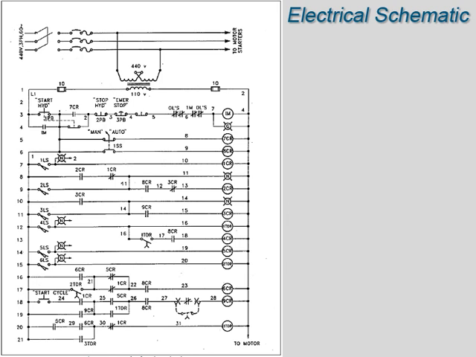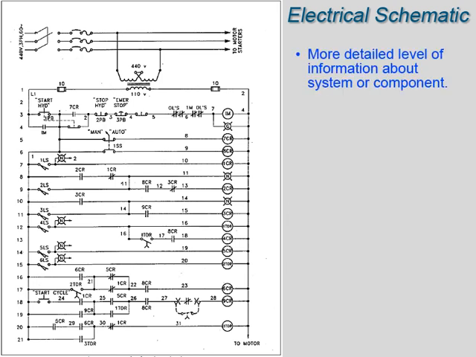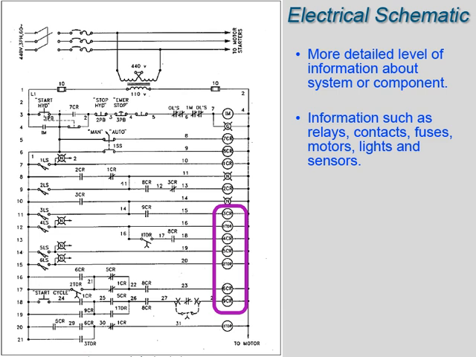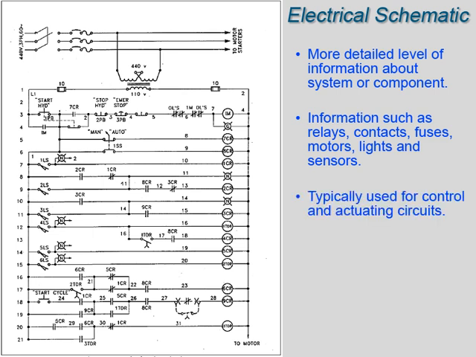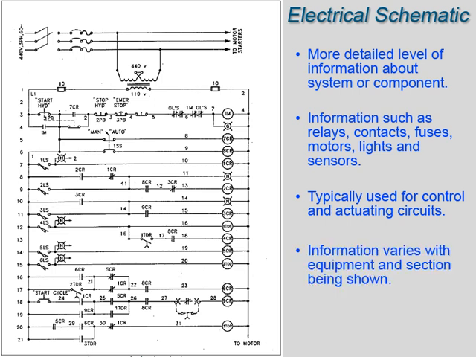Electrical schematic diagrams provide a more detailed level of information about an electrical system or component than a single-line drawing. Schematic diagrams present information such as relays, relay contacts, fuses, motors, lights, and instrument sensors associated with electrical equipment. Motor or breaker control circuits and valve actuating circuits are typically represented by schematic diagrams. The information contained in each diagram varies with the equipment and the section being shown. Schematic diagrams have a line for each conductor.